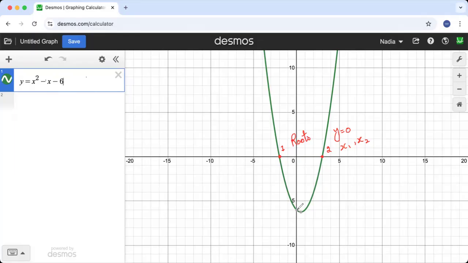The next point, or you can say the third point, is the point where the parabola is crossing the y-axis, which we call the y-intercept. You can also see from your equation that it is a constant value, -6 here. This is very easy to find when you just look at the equation. The constant term is our y-intercept.